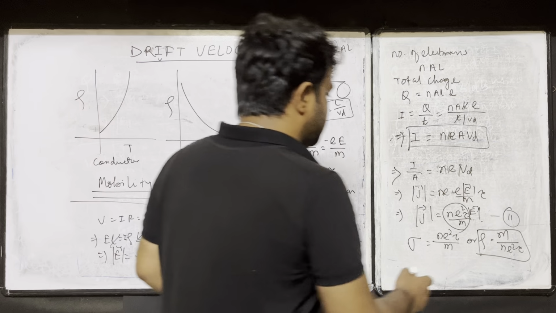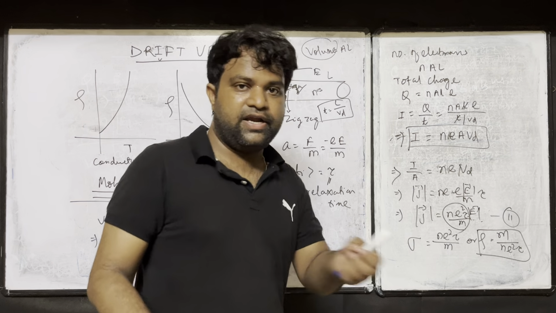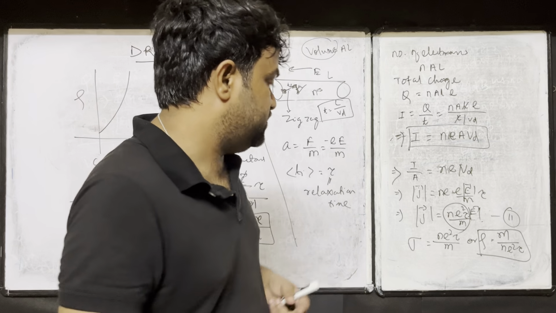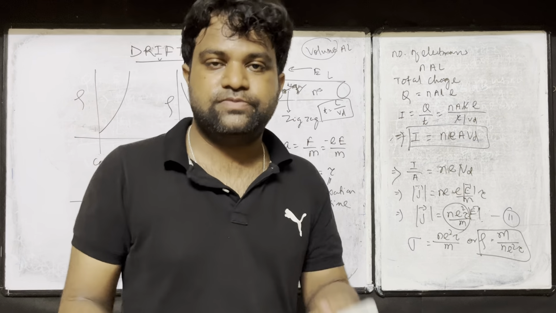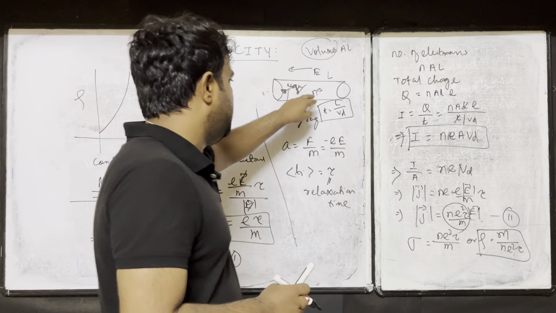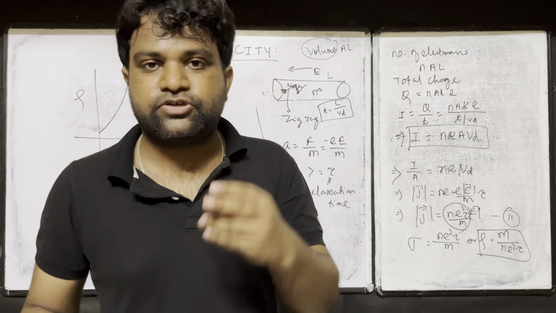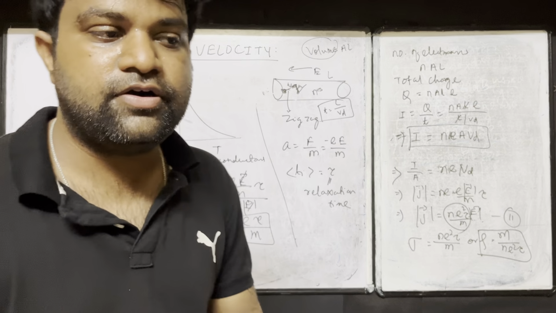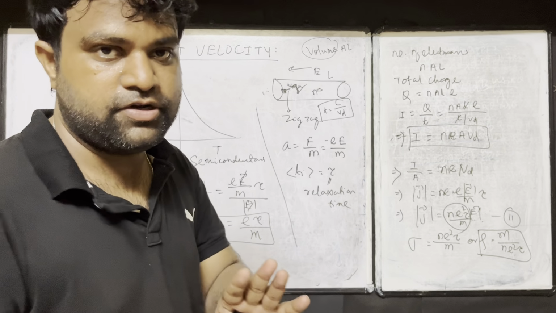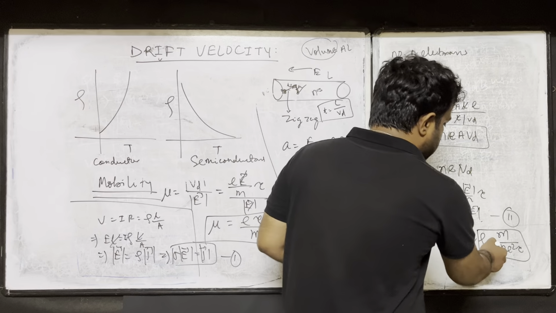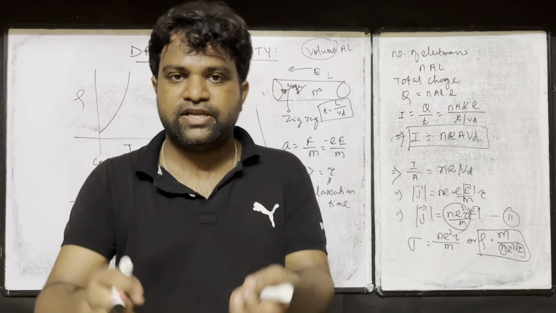Now look at the expression of your resistivity. For a conductor, what happens? The number density, the charge density, n is the number of charges per unit volume. It remains almost constant, because the free electrons available in your conductor are almost the same even if the temperature is increasing. So n will approximately remain constant for a conductor.